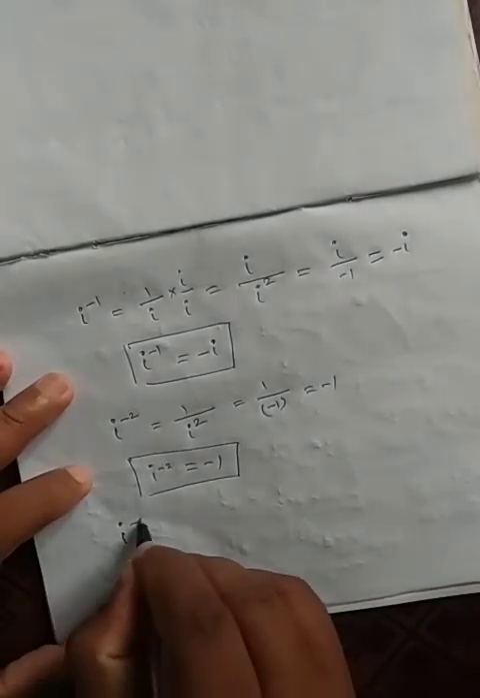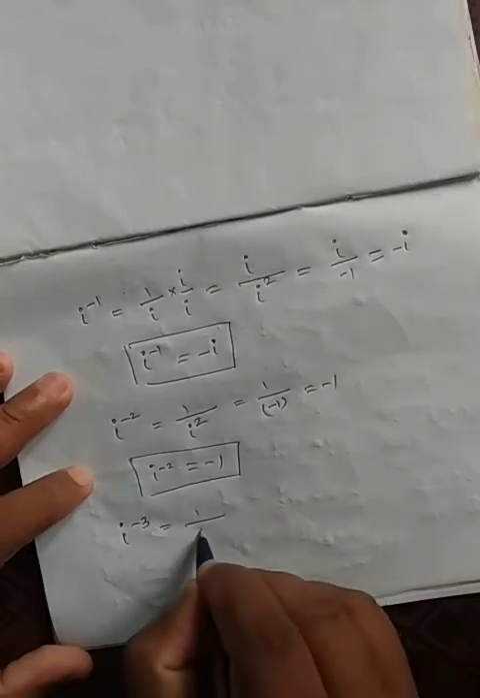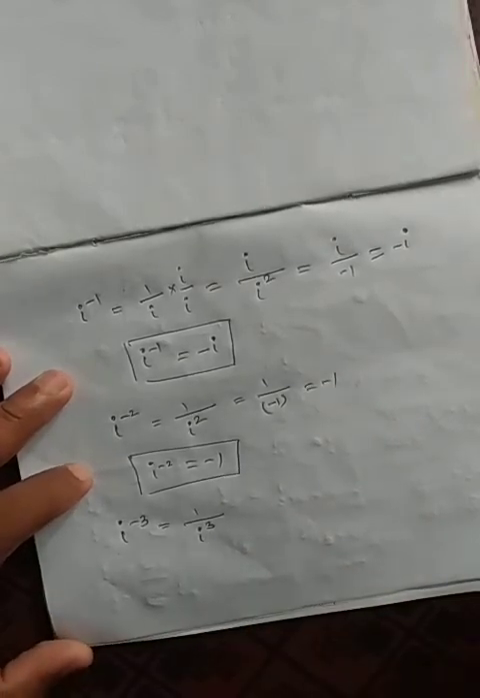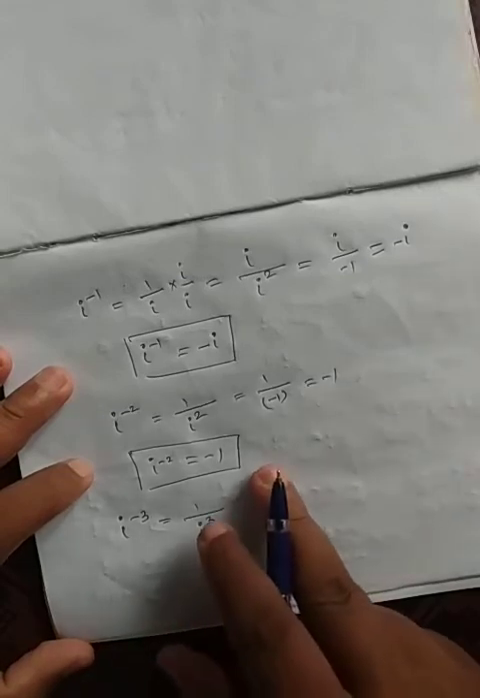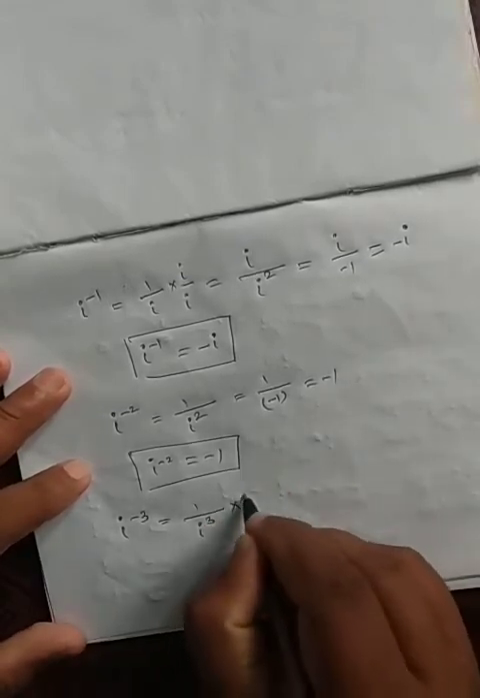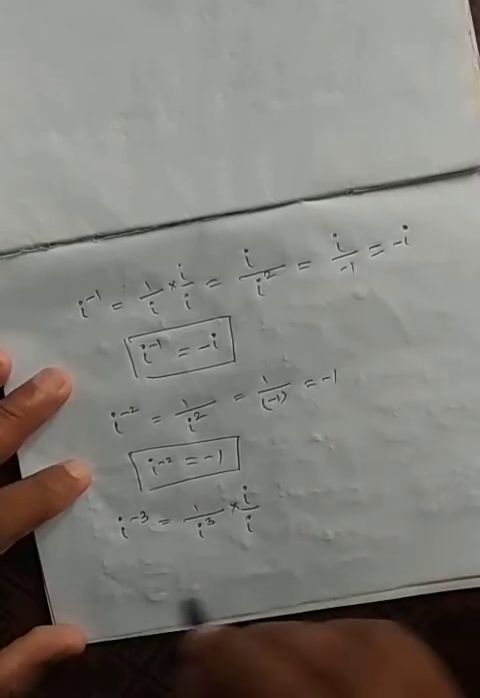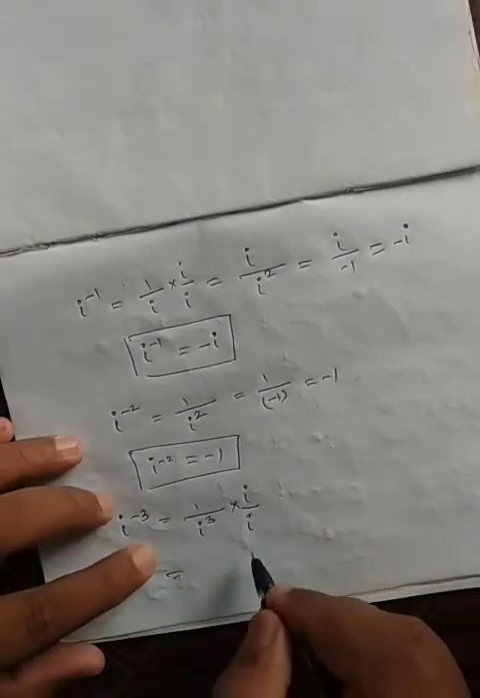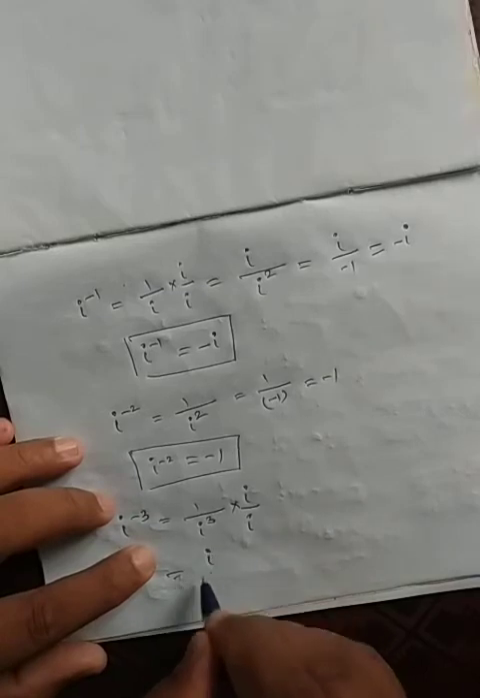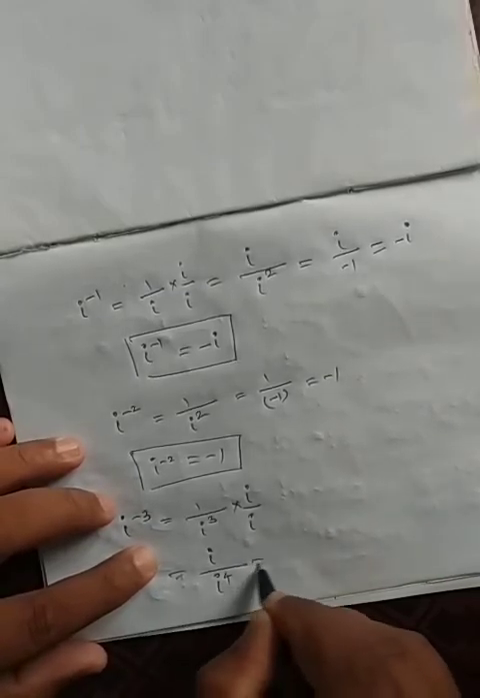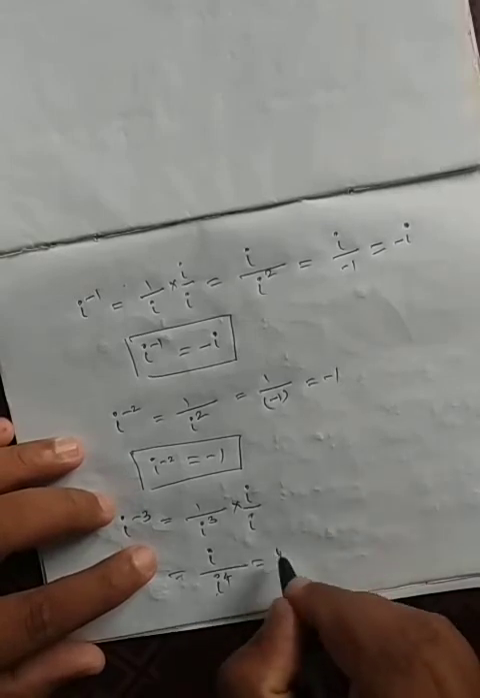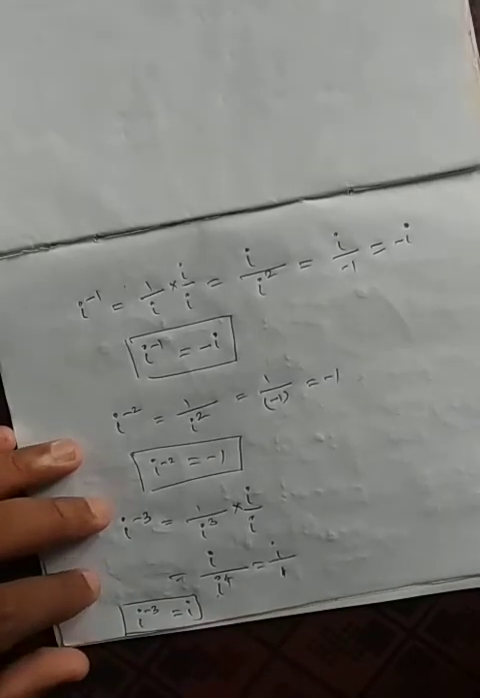Similarly, you can do i power minus 3. What you are going to do? 1 by i power 3 is there. Now you don't multiply with i cube above and below. We just multiply i and divide by i. Why? Because the denominator will become i power 4, and that value we know. So the numerator will become i and the denominator will become i power 4. As you know, i power 4 value is 1. So i divided by 1, so i power minus 3 value is i. Likewise you can easily calculate all those things.